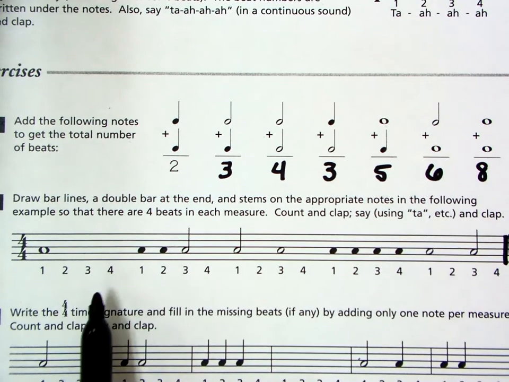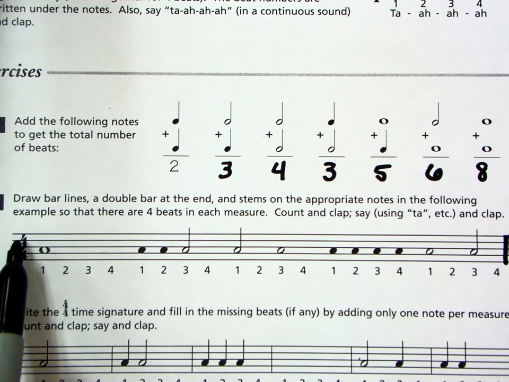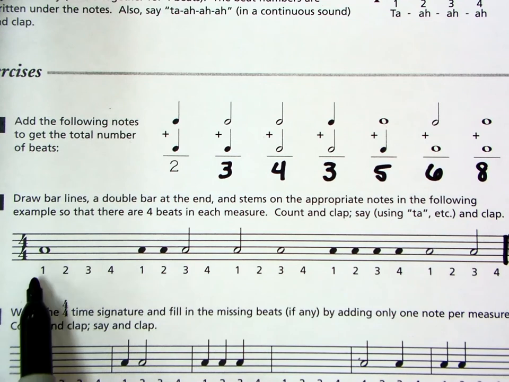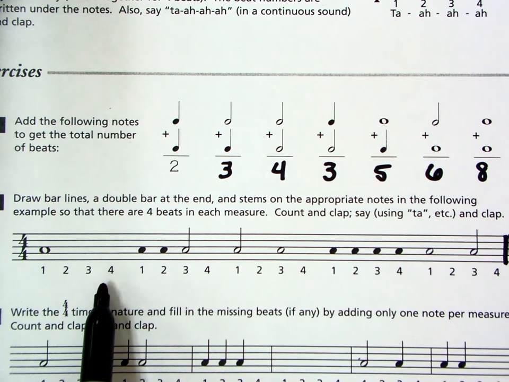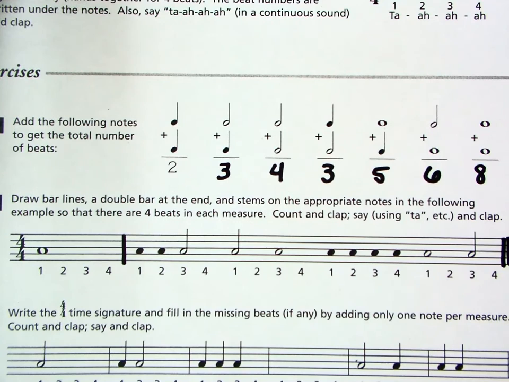Now we want to try to assess here, and they kind of helped us out. They counted each of the 4 beats. We're in 4/4, so there's 4 beats in a measure. 1, 2, 3, 4. So if that's the measure, that means we need a bar line, right? So bar line number 1.